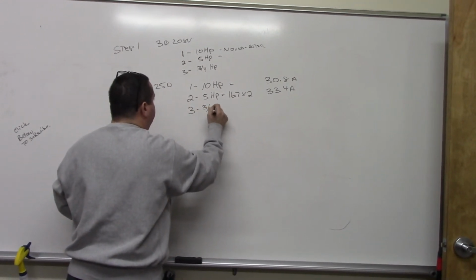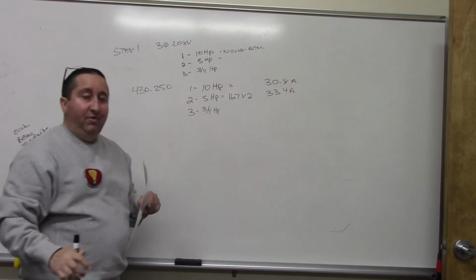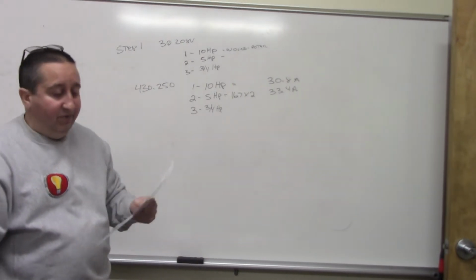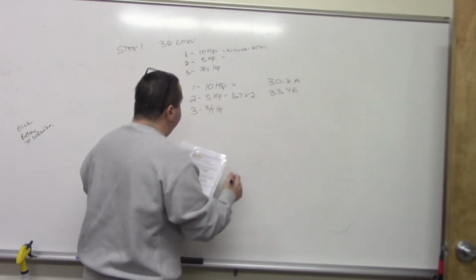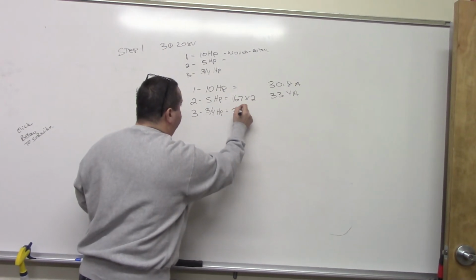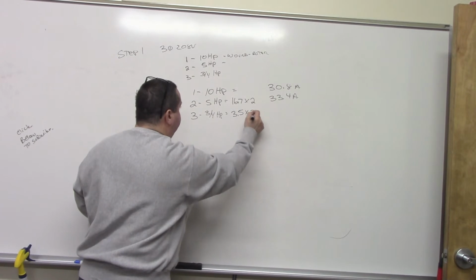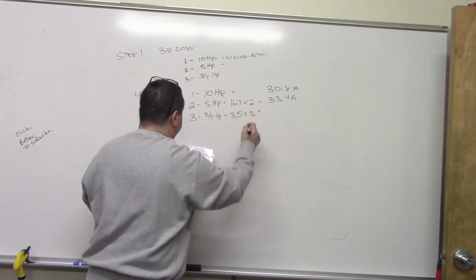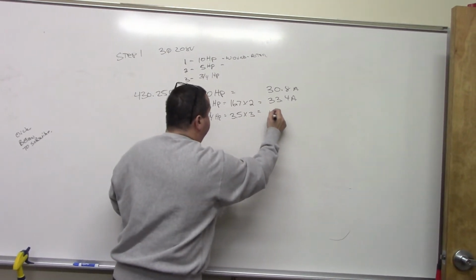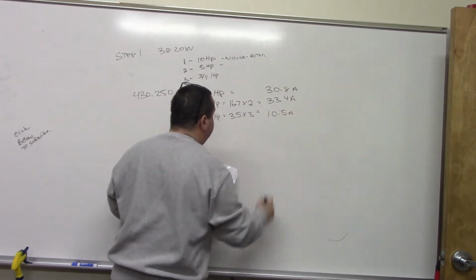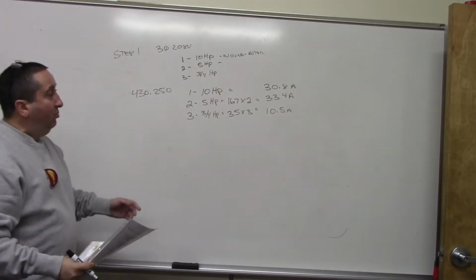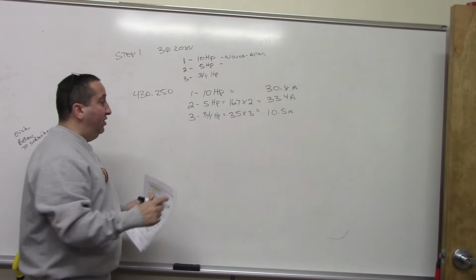And we have three 3/4 horsepower motors. And again, you go to the table, 430.250, and when we go there, we find out that it's equal to 3.5 amps. And we're going to times that by 3, which equals 10.5 amps.